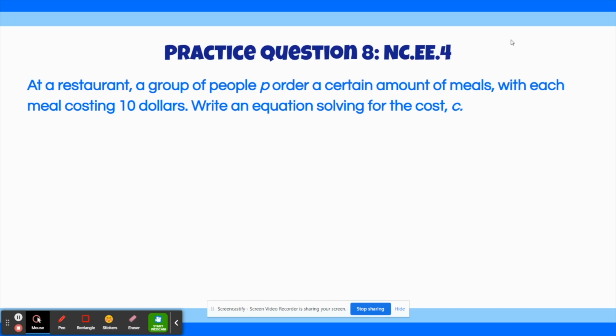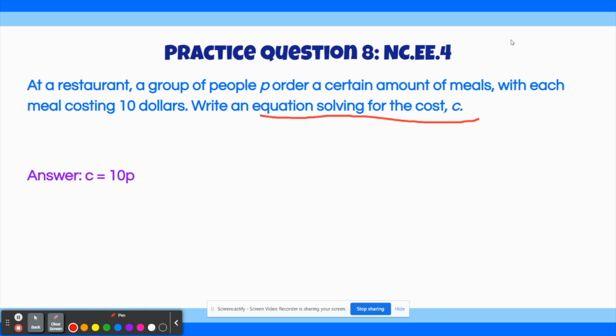Okay, the correct answer to this question is C equals 10P. So first, we want to write an equation solving for the total cost, which is going to be represented by C. So we're solving for the total cost. That means C is going to be alone on one side.